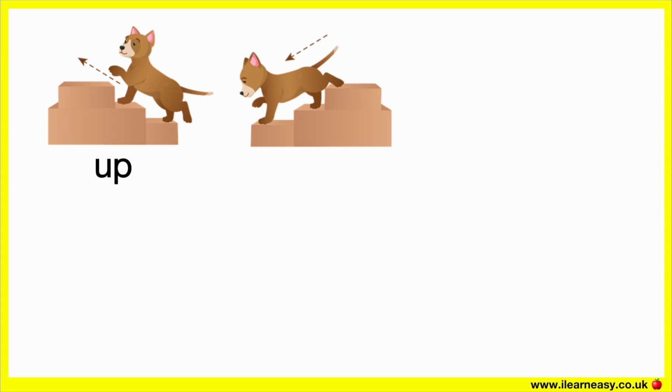Now let's look at prepositions of movement. Up. The dog walks up the stairs. Down. The dog walks down the stairs.